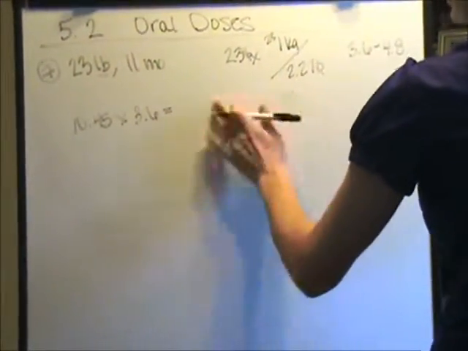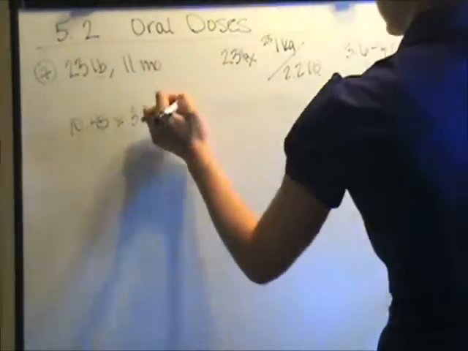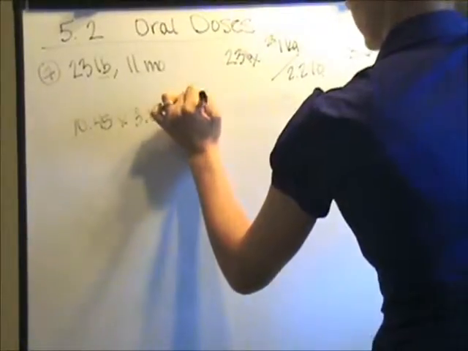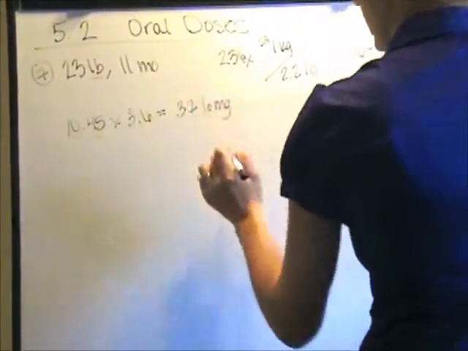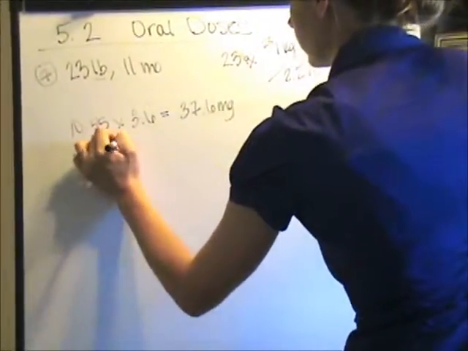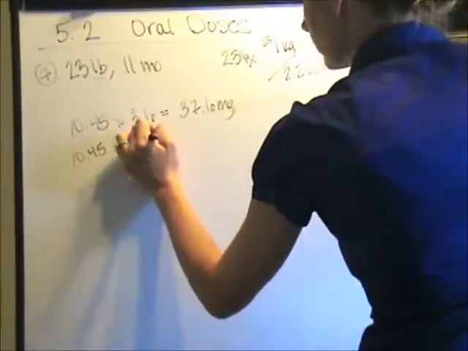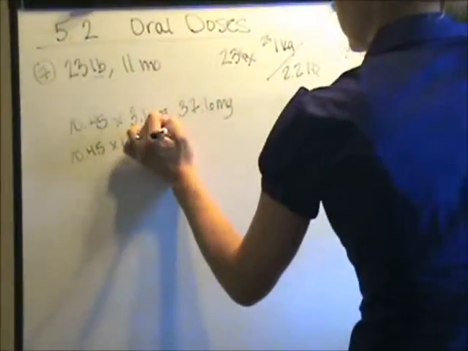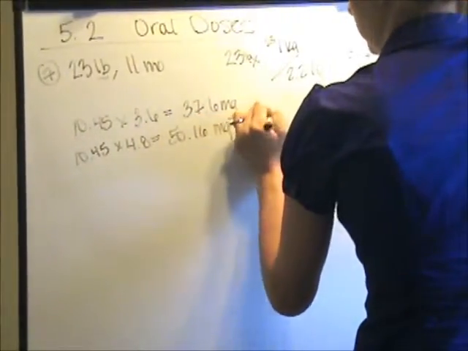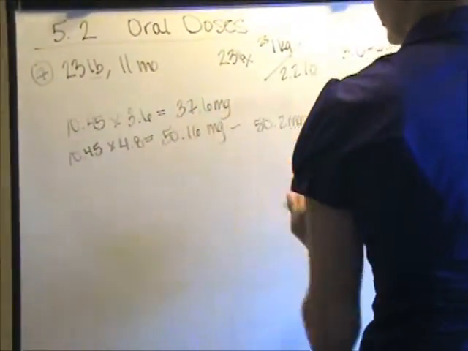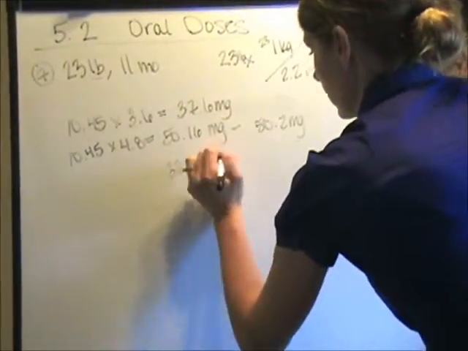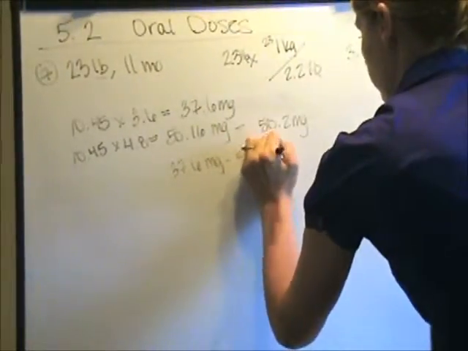I'm going to just erase that so we've got a little bit more room. That works out to 37.6 milligrams. And then we're going to do the same for the higher dose. And that comes out to 50.16 milligrams, and we're going to just round it up to 50.2. So our range is 37.6 milligrams to 50.2 milligrams.